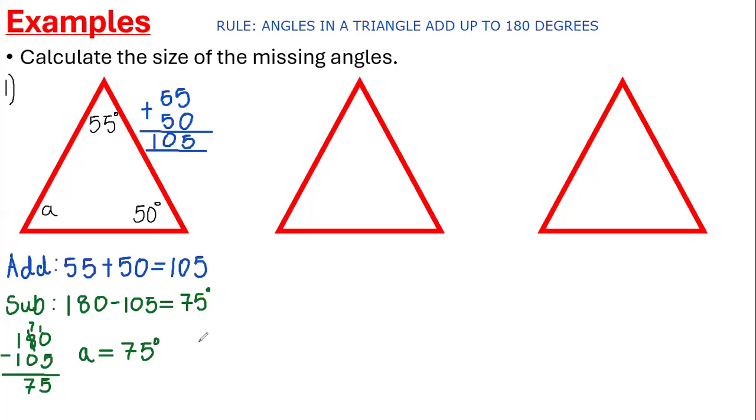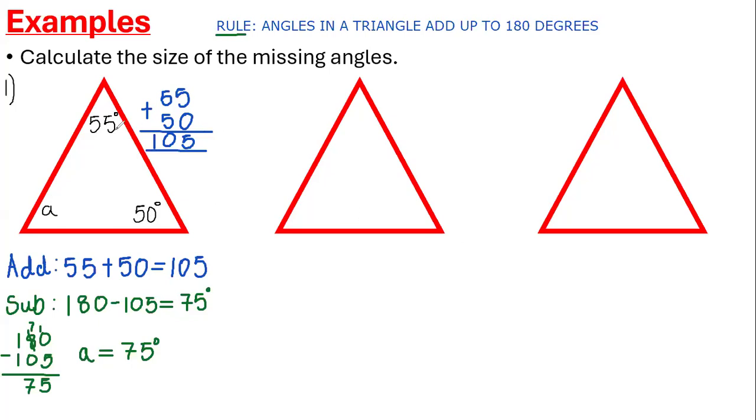Yes, sir. Good. Do you understand how we got that A is 75 degrees? No, can you explain it one more time, please? All right, so what's the rule? Read the rule. Angles in a triangle add up to 180 degrees. Good. So the angles inside this triangle are 55 degrees, 50 and A. All of them added together must give us 180.